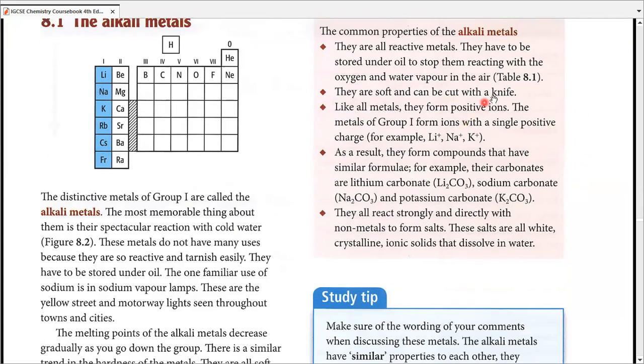Like all metals, they form positive ions by losing a single electron. They form compounds which have similar formulas. For example, all their carbonates have the same formula: Li2CO3, Na2CO3, K2CO3. The similarity in their formulas actually goes with carbonates, nitrates, hydroxides, you name it. Most of them form the same compounds.